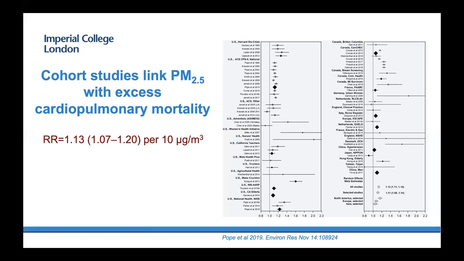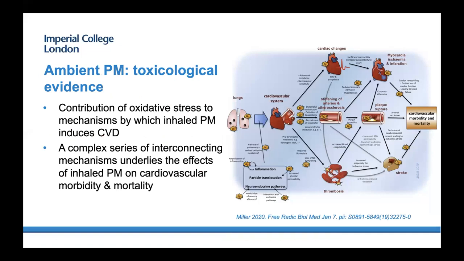Now, the epidemiological work has been supported and matched by considerable toxicological research effort to define the underlying mechanistic pathways of toxicity elicited by airborne PM. And again, the lungs and the cardiovascular systems have been very well studied, as we see here in this recent review by Martin Miller, which describes the contribution of oxidative stress to the mechanisms by which inhaled PM induces CVD, and outlines the complex series of interconnecting mechanisms underlying the effects of inhaled PM on cardiovascular morbidity and mortality.